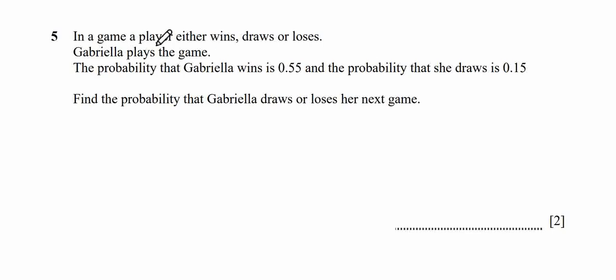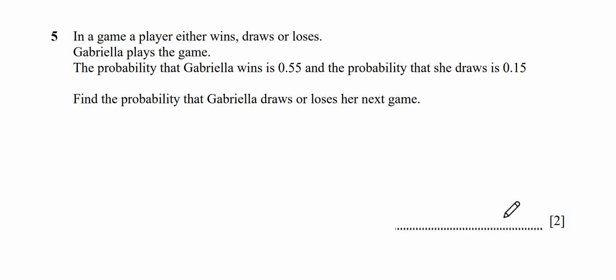In a game, a player either wins, draws, or loses. Gabriela plays the game. The probability that Gabriela wins is 0.55 and the probability that she draws is 0.15. Find the probability that Gabriela draws or loses her next game. 10 seconds from now. 10, 9, 8, 7, 6, 5, 4, 3, 2, 1.